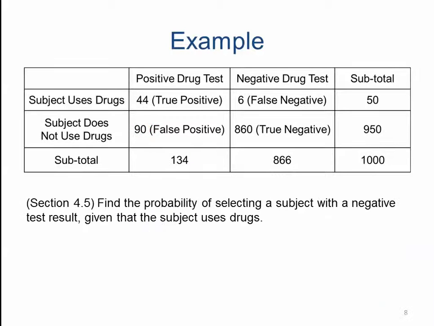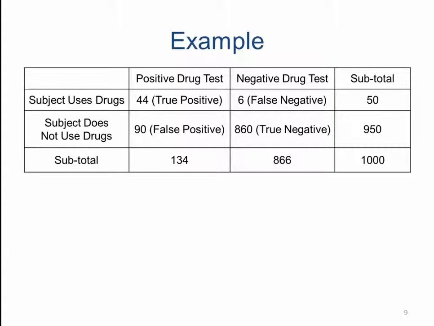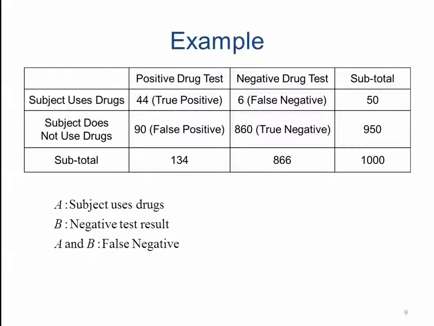Okay. Last one. Find the probability of selecting a subject with a negative test result given that the subject uses drug. This given condition indicates that you need to use conditional probability. All right. So then let's define the events. Event A is subject uses drug, event B is negative test result, and their intersection is false negative. Right? Here's event A, all the subjects that use drug. And then here is their intersection.